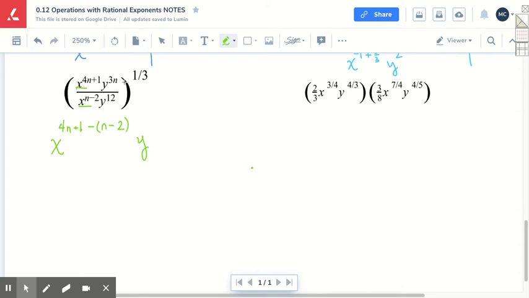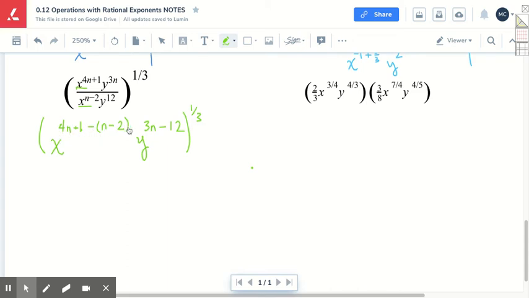Same thing for the y's. So for the y's, I'm going to keep the base the same, and I'm subtracting the powers. Numerator minus denominator. This time the denominator's power is a monomial, so I do not need the parentheses for that one. And I'm going to put the whole thing in parentheses still, and I'm going to keep that 1/3 power on the outside.